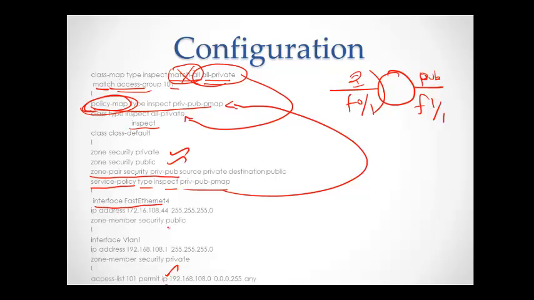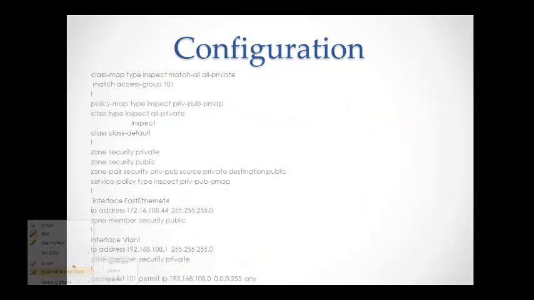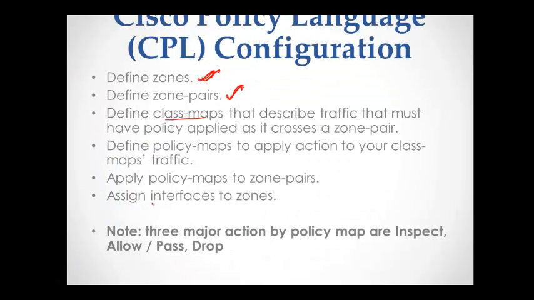Go under the interface that is facing the WAN and say the zone security name by using the command zone member, public. Go under the inside interface. The inside interface can be a physical interface like this, or it can be an SVI, a logical interface, and make it a member. That's all. See the steps. We created zones and we paired the zones. We wrote a class map. We wrote the policy map, and we applied the policy map to the zone pair, and we assigned the interfaces to the zones.